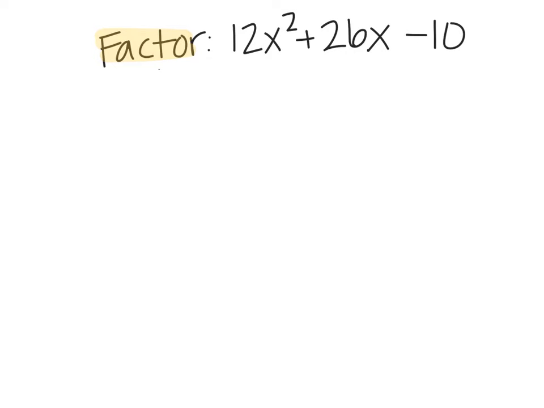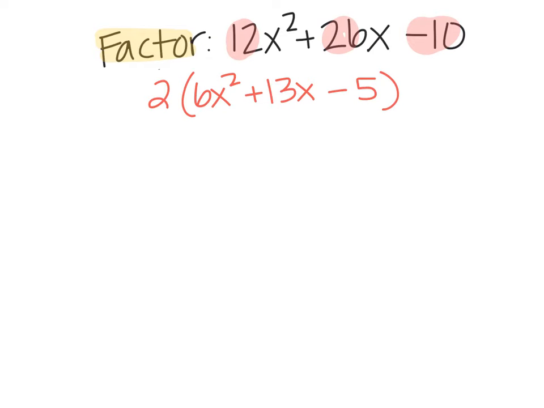So the first thing you always need to look for is a GCF. And you may notice that 12, 26, and negative 10 are all divisible by 2. So I'm going to take out my GCF of 2, and then we are left with 6x squared plus 13x minus 5. So now I've pulled out my GCF. This needs to always be your first step. Always look for a GCF.